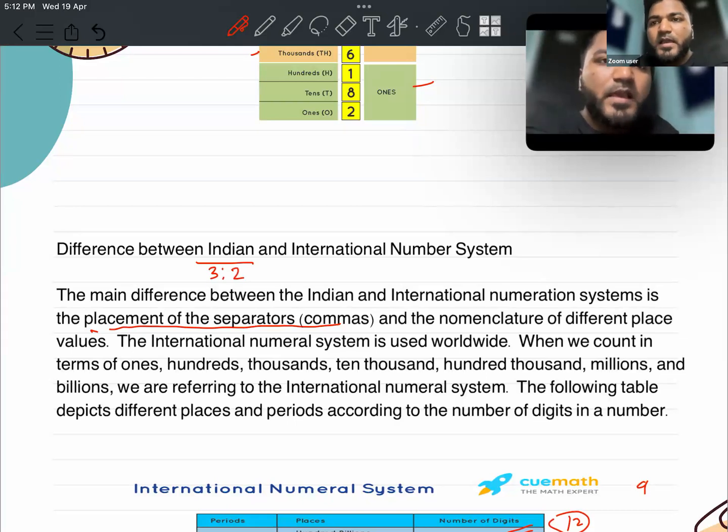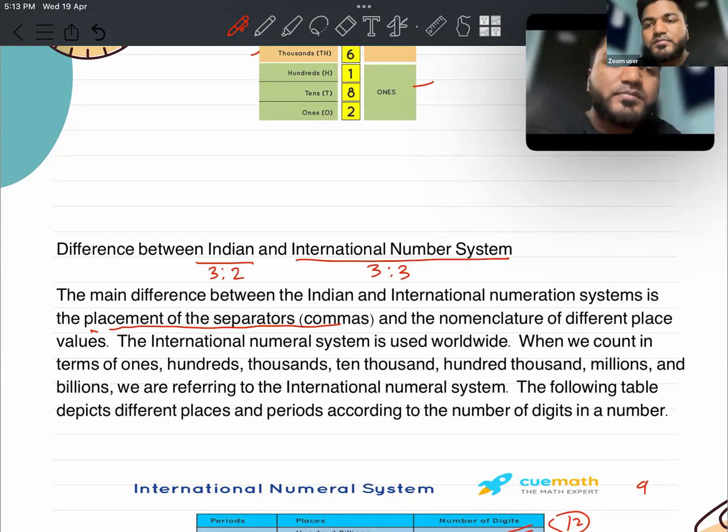But in the international system, the rule is 3 is to 3, 3 is to 3. That means that is the rule for the international number system.